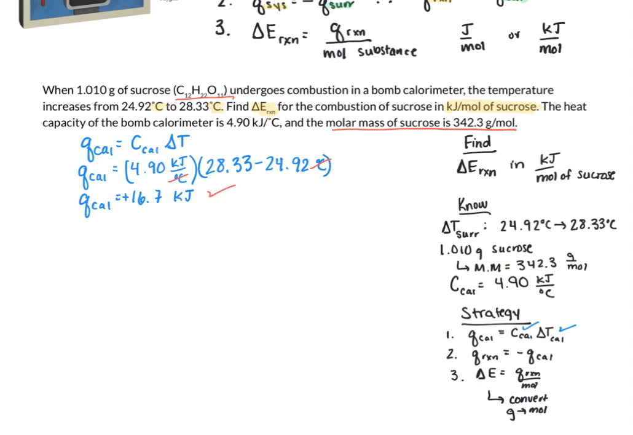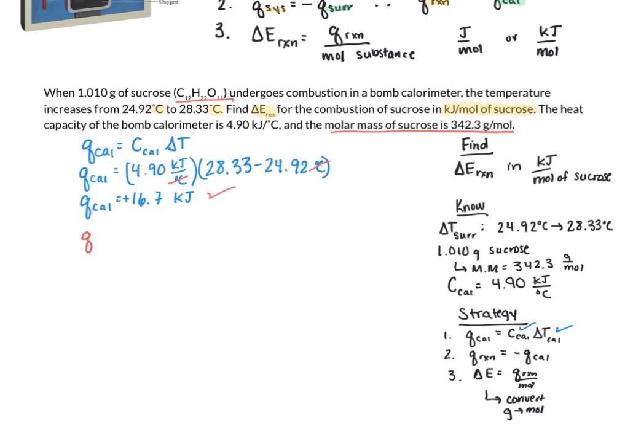So now step two, Q of the reaction is going to equal negative Q of the calorimeter. So Q of the reaction is going to equal negative 16.7 kilojoules. Okay, so step two was easy. We just put a negative sign in front of the Q of the calorimeter.